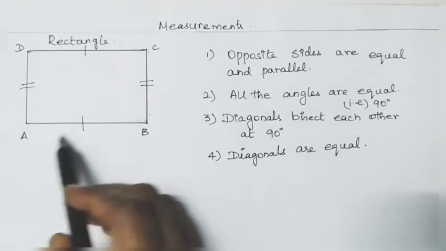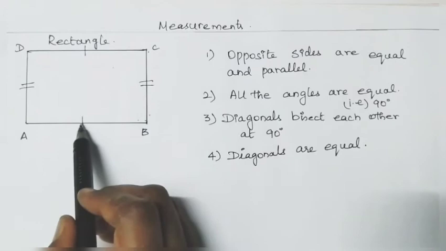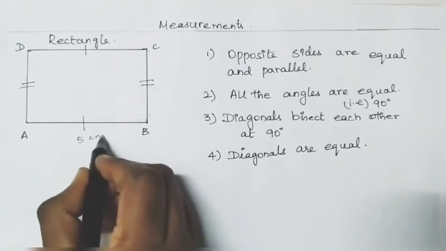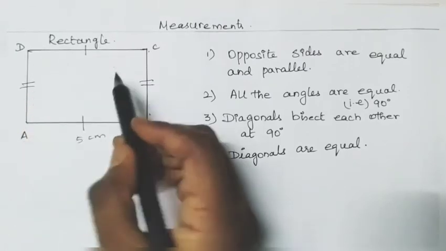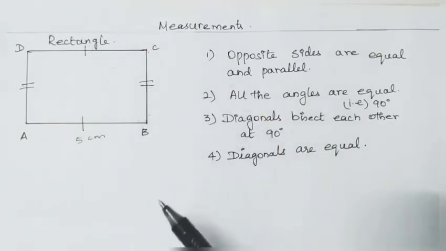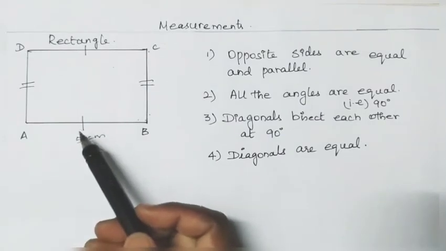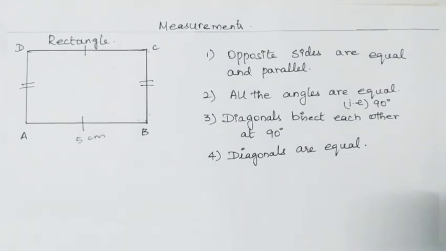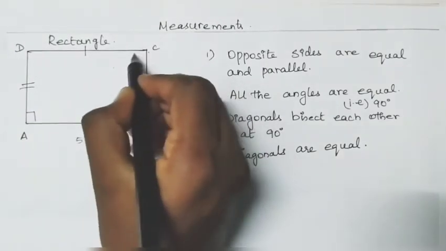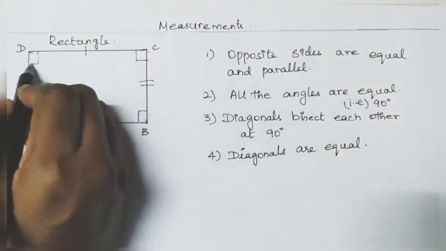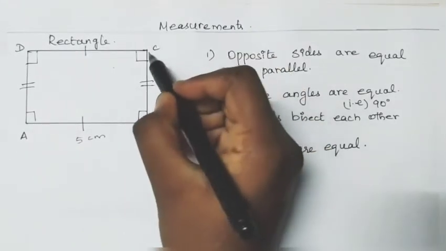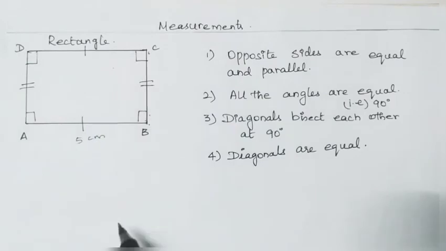In a square, all the sides are equal. In a rectangle, opposite sides are equal. Suppose AB is 5 centimeter, it means CD is also 5 centimeter. BC 3 centimeter means AD is also 3 centimeter. Opposite sides are equal and parallel. And all the angles are equal. That is a right angle. All angles are right angles, 90 degree. Angle A equals angle B equals angle C equals angle D.